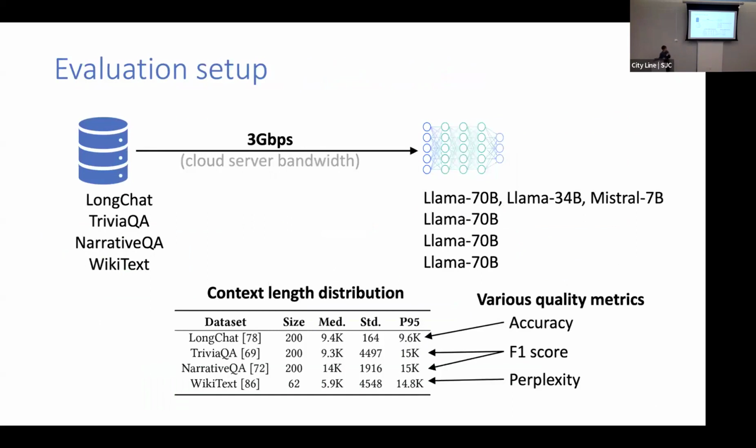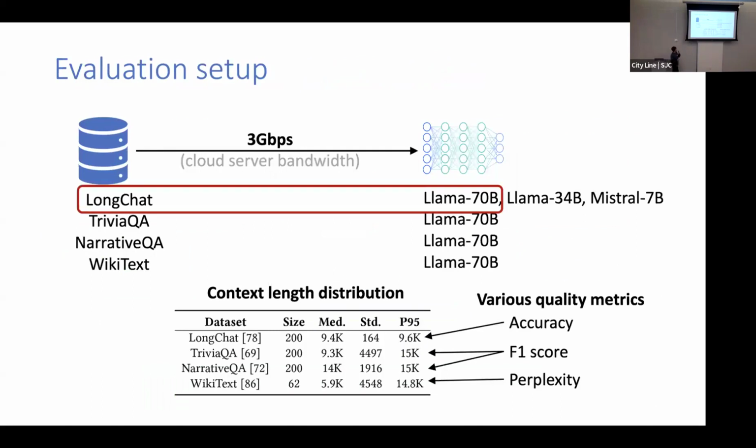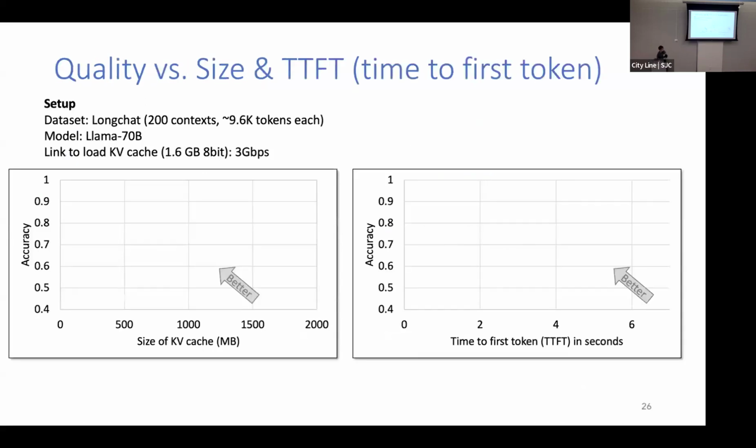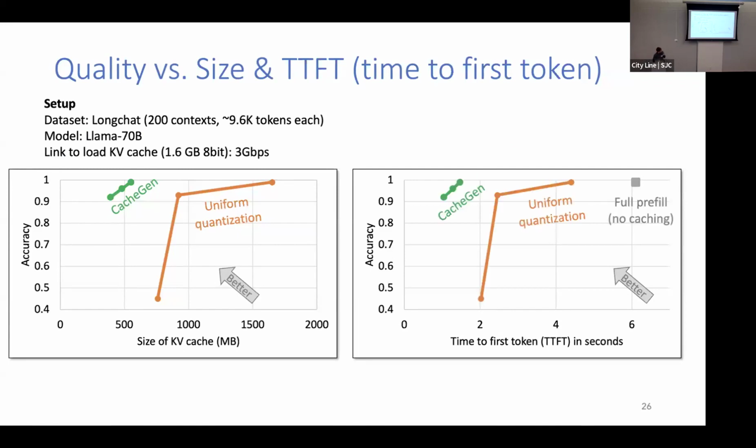We pick an example here, a very common dataset called LongChat, and the model is the Llama 2 7 billion model. The network link between them is 3 gigabits per second, which is typical of cloud server bandwidth. Here's the result. On the left is compression efficiency, with the X-axis being the KV cache size and the Y-axis being the quality, with accuracy as the quality metric. Top left is better. CacheGen can achieve the same quality with much fewer bits, and because you can represent the KV cache with much fewer bits, on the right, the time to generate the first token can be much shorter.